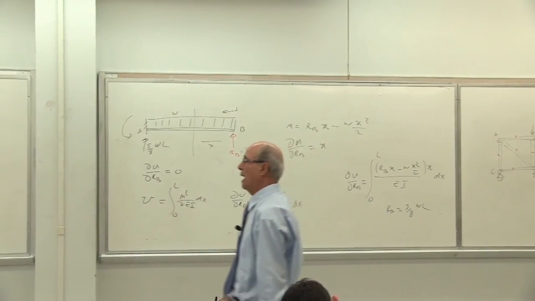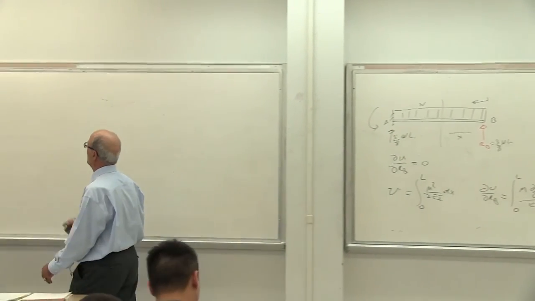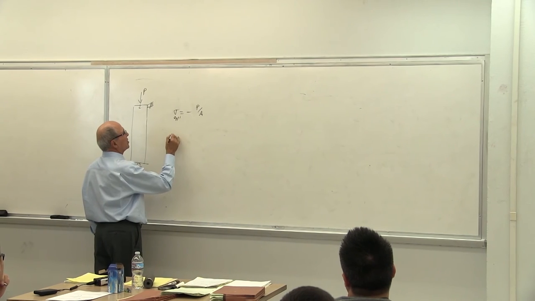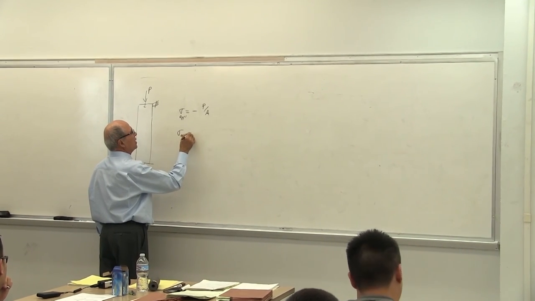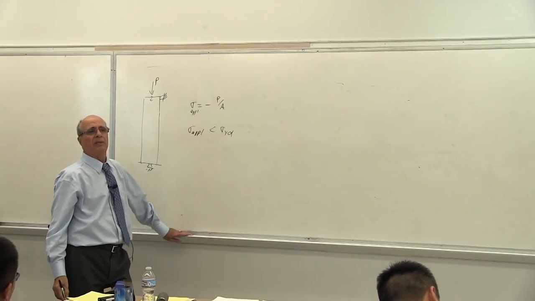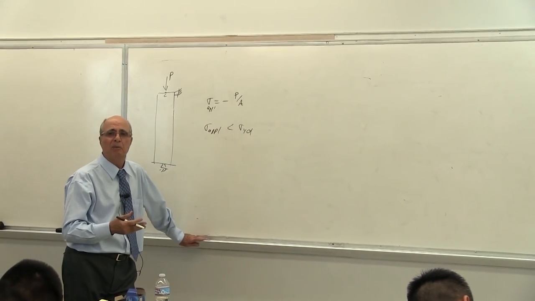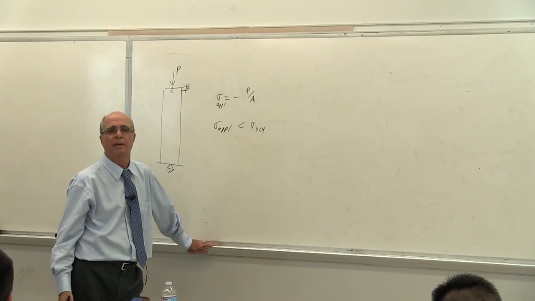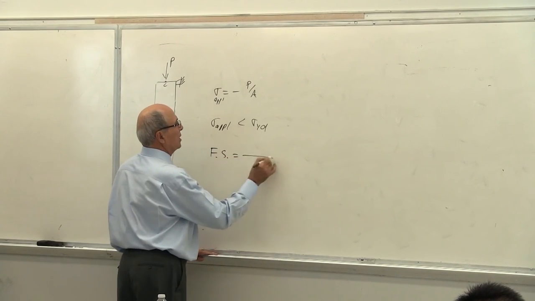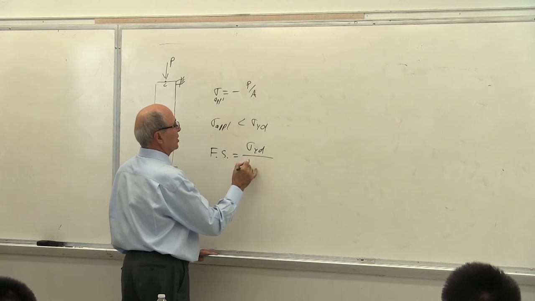But that's not what's going to happen here. In a minute, we'll find out how or when that happens. Then, of course, we have a sigma yield. And as long as our sigma applied is less than sigma yield, we said our design is safe. Is that correct or not? And the difference between the two gives you your factor of safety.